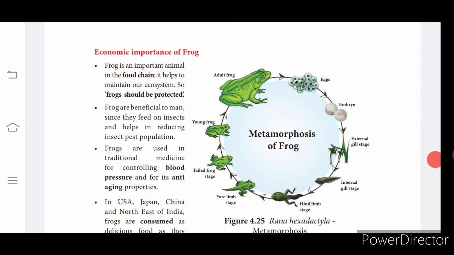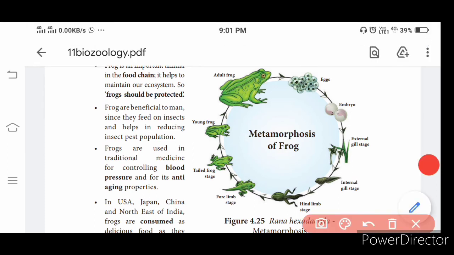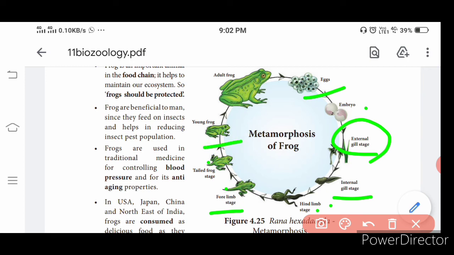So in the metamorphosis of the frog, you can see the stages of development. Once the egg is fertilized, it forms an embryo. Then you can see the external gill stage, internal gill stage, and hind limb stage, where you can see the presence of the tail. Then the tail is retracted or reduced to form the young frog, then the adult frog. This series of steps to become an adult is called metamorphosis in the case of the frog. Then we have the economic importance of the frog too.